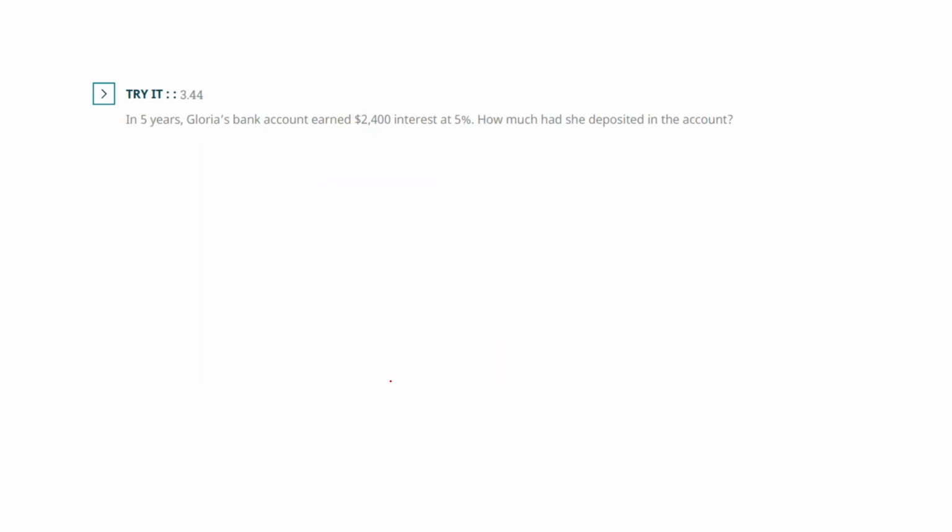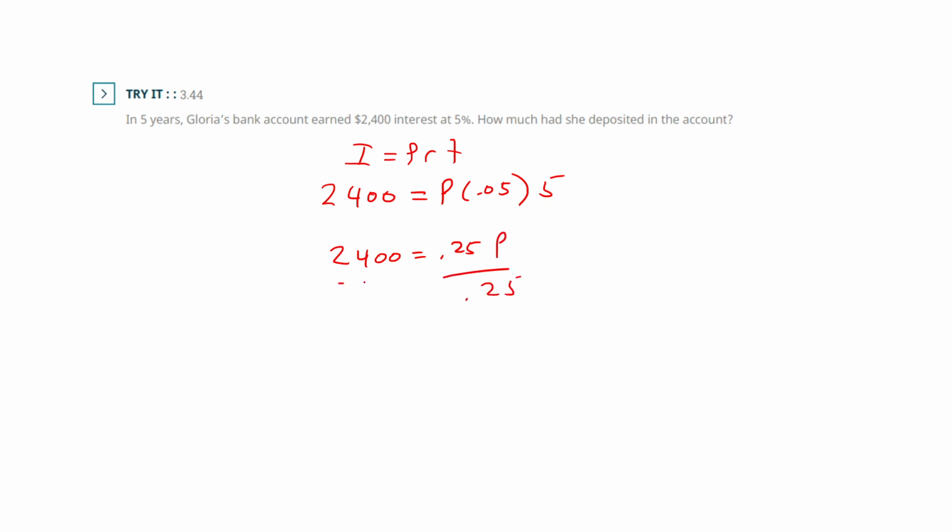Right, we got one more of these. So this is the same. I've got my interest. I don't know the original amount. And the time was 5 years. So I'm just rearranging it, so I just multiplied 0.05 times 5. Now I'm going to divide both sides by 0.25. I get 9,600. Okay, so that's money. So the original amount must have been $9,600.